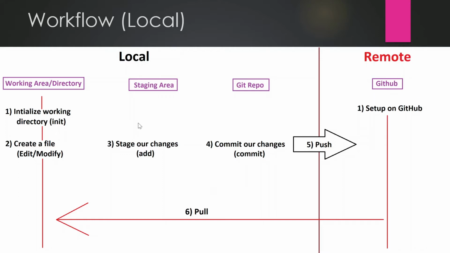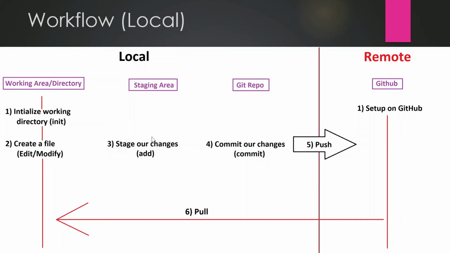So the first step would be you have to initialize a working directory in local, or you can initialize on the GitHub. These are the same thing. You have to do it here as well or here as well. In the second step, once you have initialized, you will create a file. You can edit an existing file as well. Once you do that, there would be a change, there would be a delta.